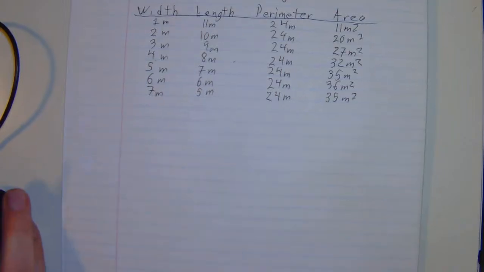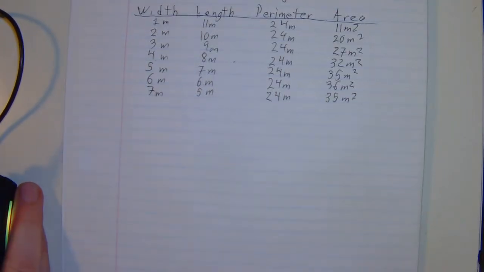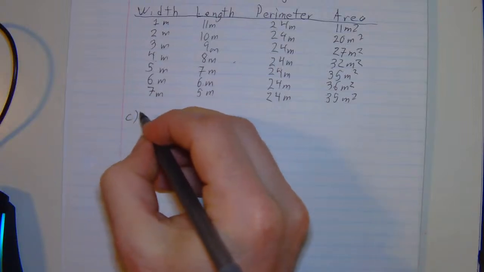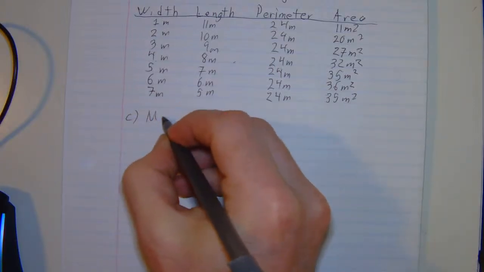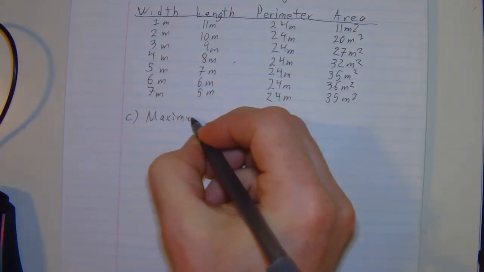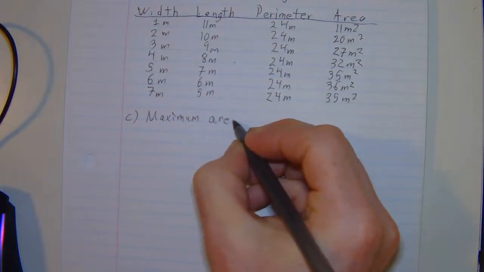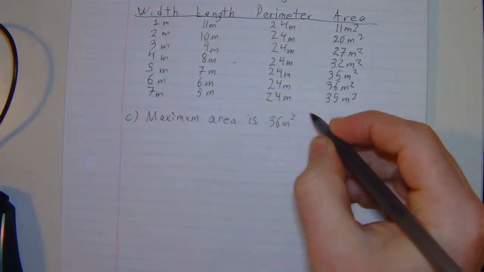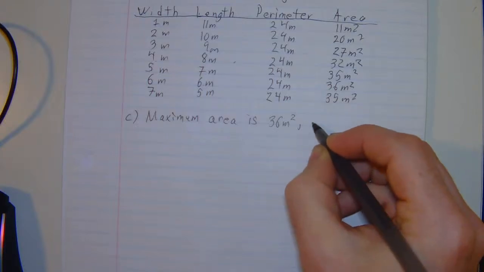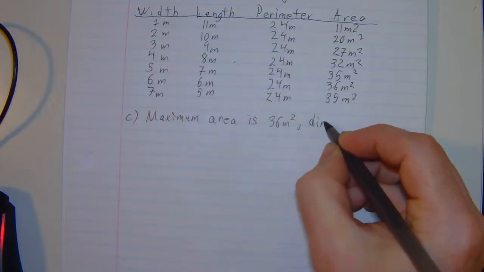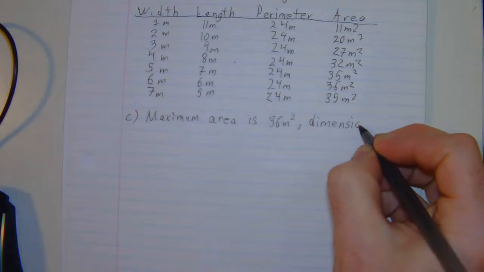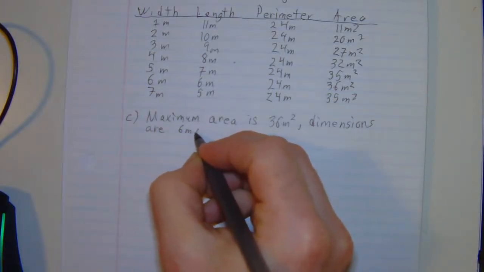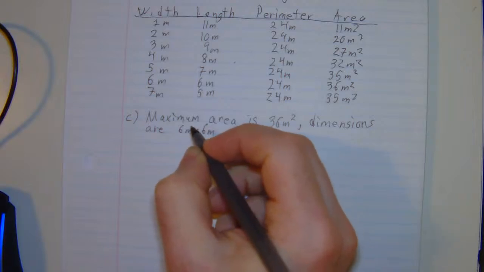Okay, so now let's answer the questions on the worksheet that are just below the table there. So the first one is C, what is the maximum area? So the maximum area is 36 meters squared. Dimensions for that are 6 meters by 6 meters.